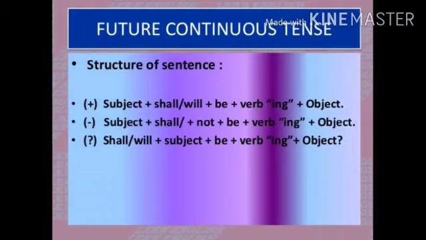In affirmative sentence, we have to use first of all subject, and afterwards helping verb shall be or will be. Then verb's first form plus ing, and then object. Same is interrogative and negative. We have to use helping verb will be or shall be, plus we use not to show negative sentence, and we use helping verb before the subject to give the impression of interrogative one.